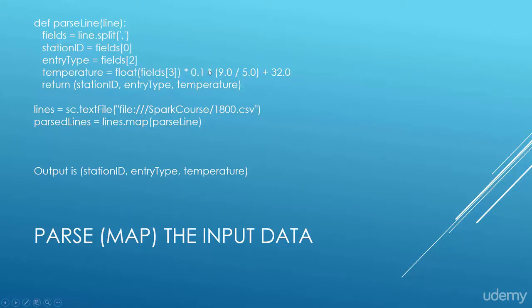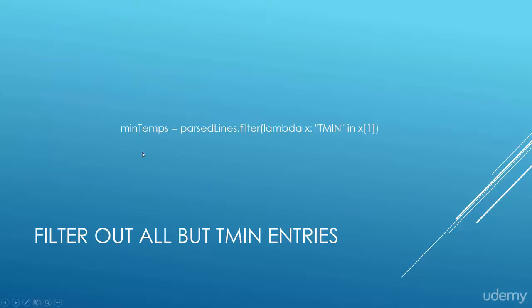And what I'm going to return is this composite value, this list that consists of the station ID, the entry type, Tmin or precip, and the actual temperature observed. Okay, so basically I've parsed out my input data into something a little bit more structured, where the new values are these composite values that consist of a station ID, the entry type, and the temperature. Okay, so that's what my new RDD contains. One of these for every observation seen for every weather station ID on every day of the year.